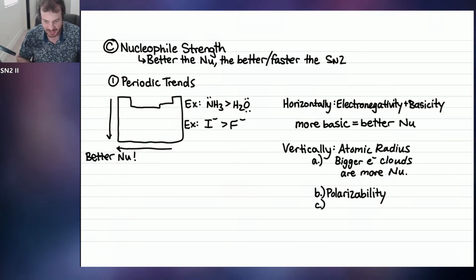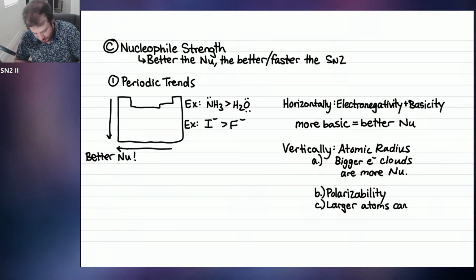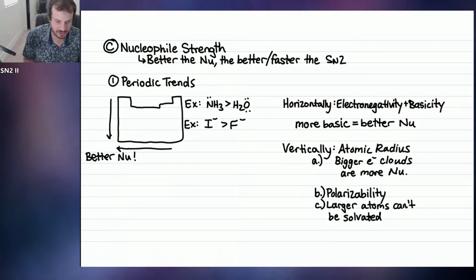And then the last reason, larger atoms can't be solvated as readily. Remember, these SN2 reactions are not occurring in a vacuum. There's solvent molecules all over the place. And so you can imagine a large atom is going to be less hindered by the presence of solvent molecules, which are small in comparison.